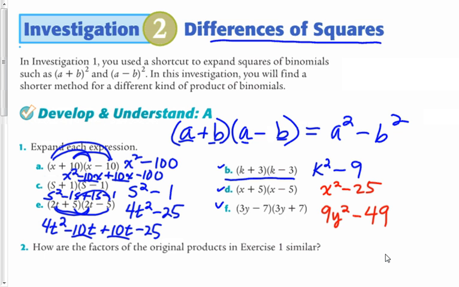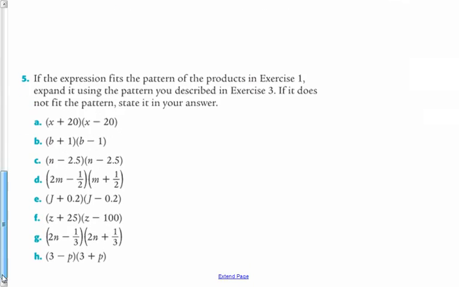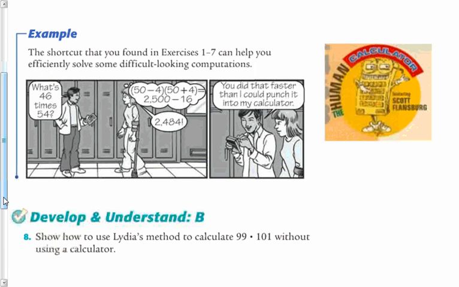All right, hope you did those okay. We're going to learn how to do one more thing now. There's actually some mental math we can do by using this process. We're going to go down to this little cartoon here. Notice that this person wants to calculate 46 times 54. And this girl has a trick here. Instead of doing 46 times 54, she's going to do 50 minus 4 times 50 plus 4. That's the same as 46 times 54.